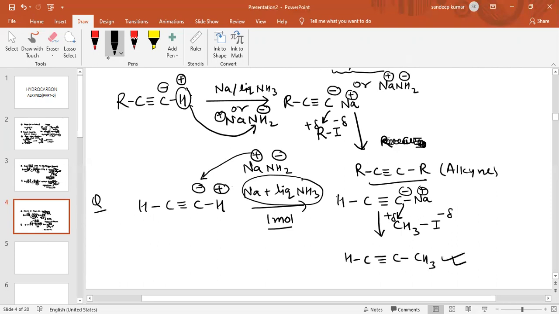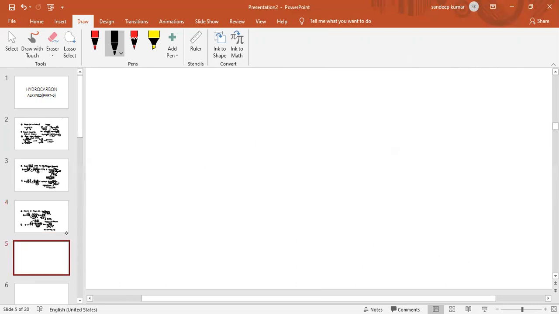This product is obtained. Now I am changing the question. See what I am changing. Here it is 1 mole only, therefore only one sodium is attached there. Now see what happens if there is excess of sodium and liquid ammonia. Again the same question, if I am taking the alkyne H-C≡C-H.